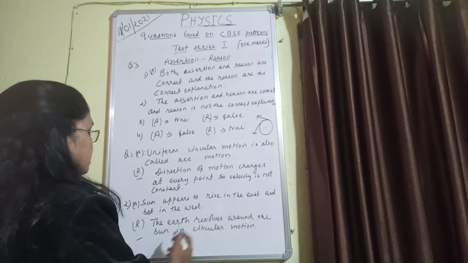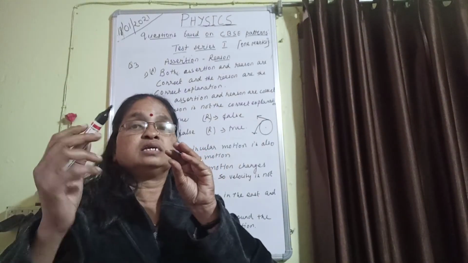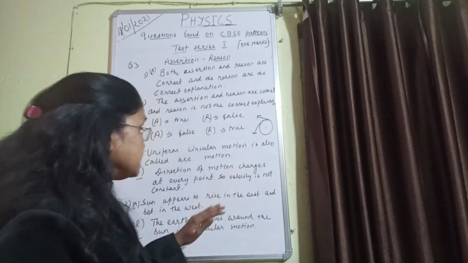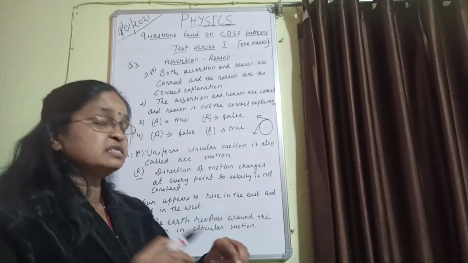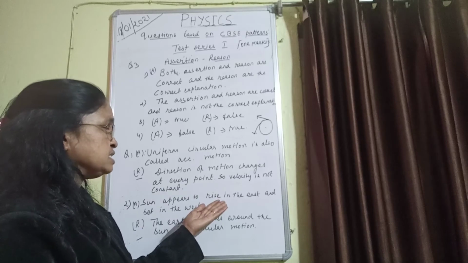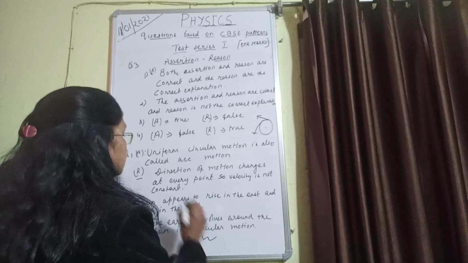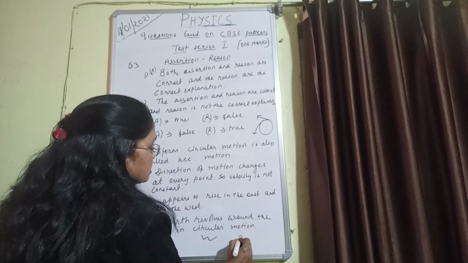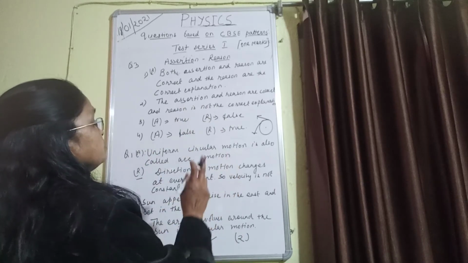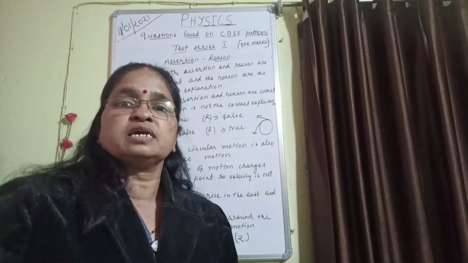The earth revolves around the sun in a circular manner. If the earth revolves around the sun in a circular manner, it does not seem that it is the only correct explanation. This is not the only factor that proves that the sun appears to rise in the east and set in the west. So for question number 2, the answer will be 2, that is, assertion and reason both are correct, but the reason is not the correct explanation of the assertion. See the next types of question.